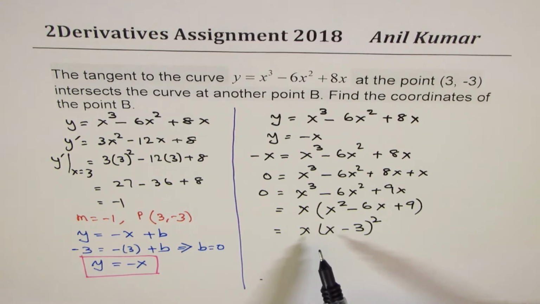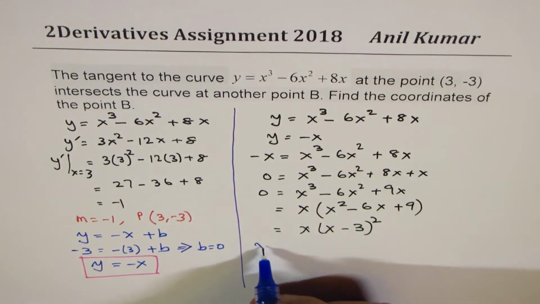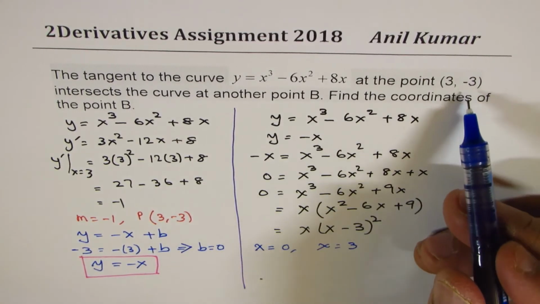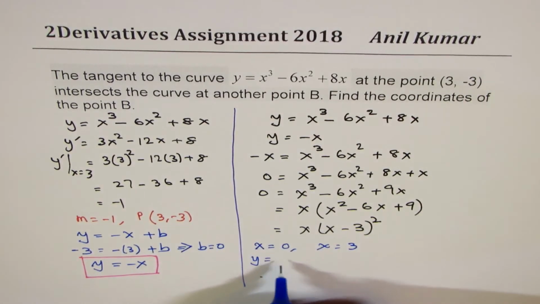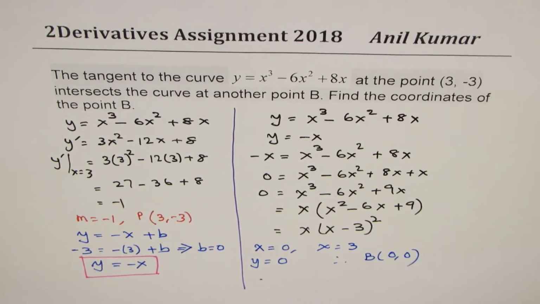So as expected, we do have a point with x equals 3, which is from here. So the other value is clearly x equals 0. So the points are at x equals 0 and x equals 3. So at 3, we know the value is minus 3. If I substitute 0 in my equation, then I get y equals 0. And therefore, point B is (0, 0), right? So I hope that is absolutely clear. We are kind of rushing through this solution, since at this stage, you know fairly well how to solve such questions. So it just is a check for you for the correct solution.